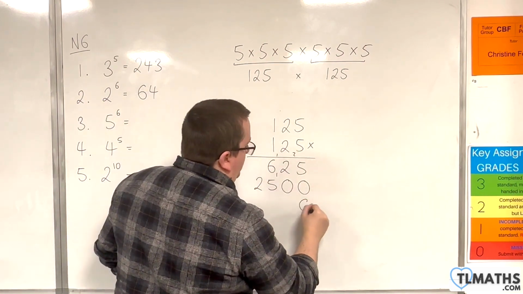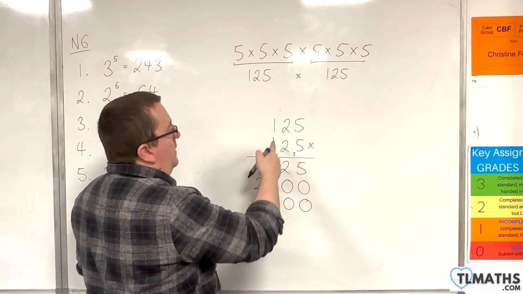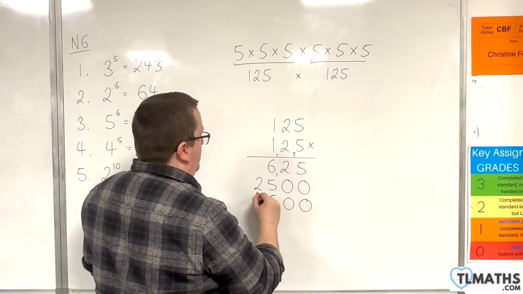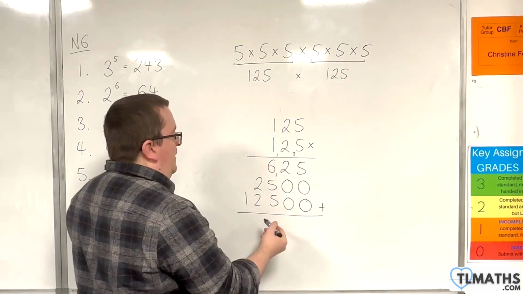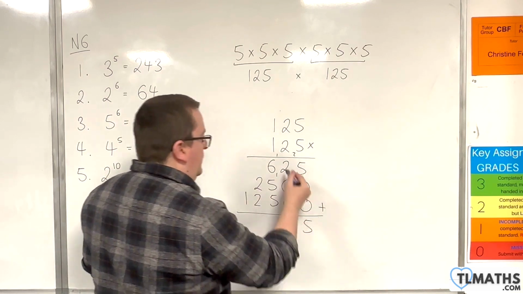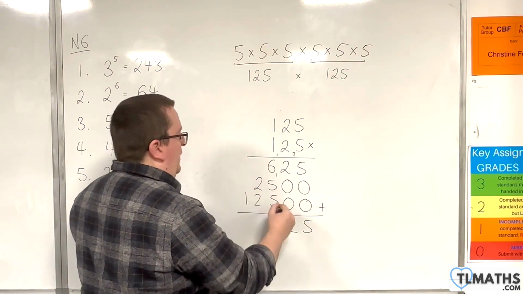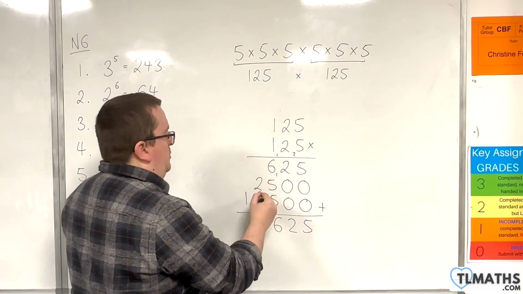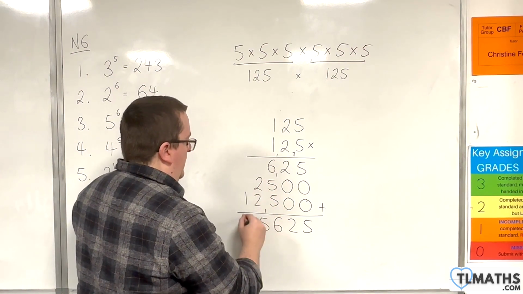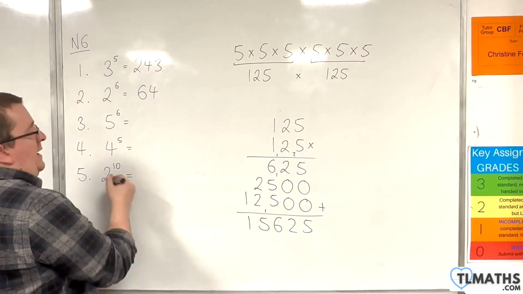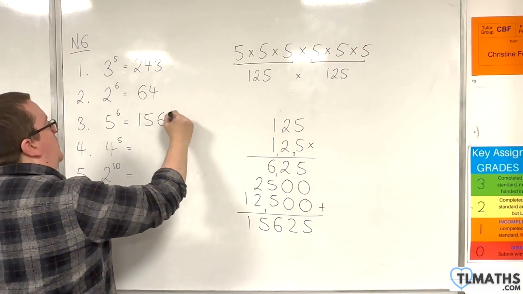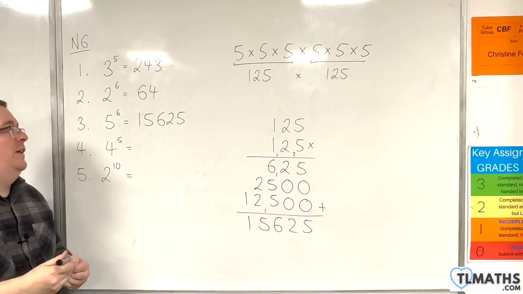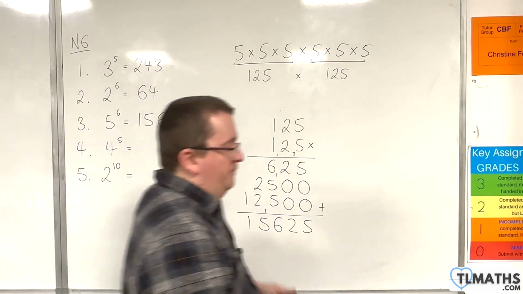Right, now we go into the hundreds, so bring in 2 zeros. 1 times 5, 1 times 2, 1 times 1. Add those together, so 5, 2, 6, 2 plus 2 plus 1 is 5, and the 1. And so we get 15,625. So that's the answer to number 3.